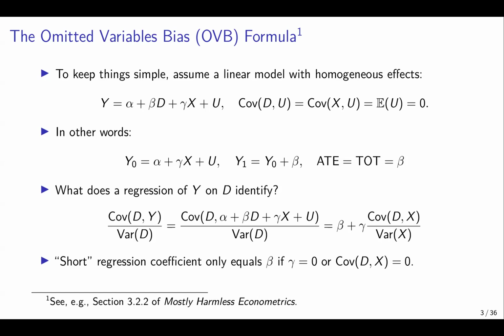If we want to convert this to the potential outcomes framework, it's fairly straightforward. Y0 is your potential outcome when you're untreated. To obtain this, we set D equal to 0, which gives us Y0 is alpha plus gamma X plus U. And Y1 is going to be exactly the same thing as Y0, but with that added increment of beta, because Y1 is what you get when you set D equal to 1. So in this particular example, everyone has exactly the same treatment effect. Y1 minus Y0 is just beta. So beta is the ATE, and beta is also the TOT.